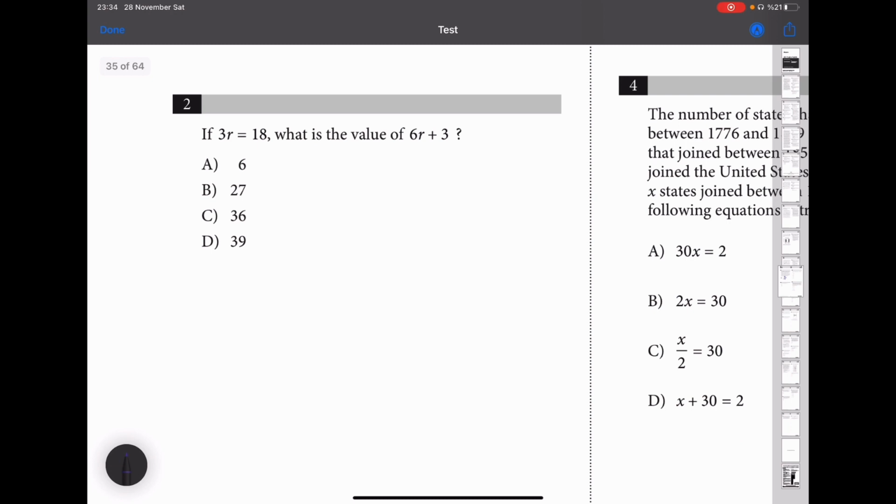Next one. If 3r equals 18, what is the value of 6r plus 3? Divide both sides by 3. R equals 6. Substitute into this. 6 times 6 plus 3 equals 39.